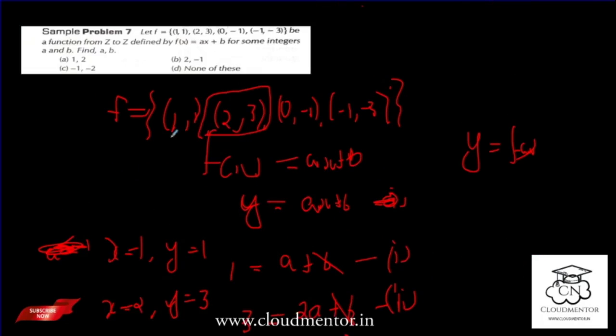Let's look at the options here. So option B is the right answer. a is equal to 2 and b is equal to minus 1. So that was the answer.